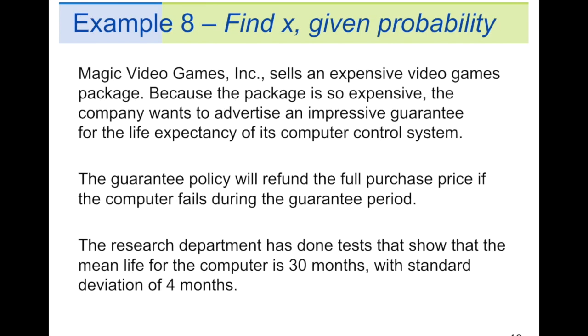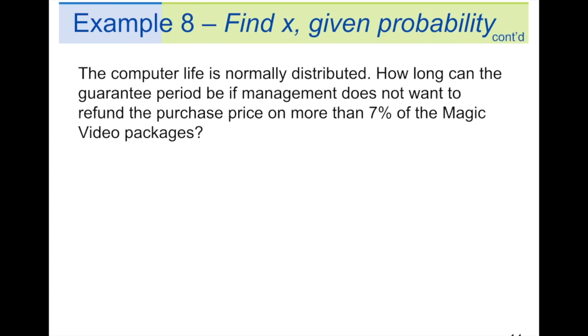Magic Video Games Incorporated sells an expensive video games package. Because the package is so expensive, the company wants to advertise an impressive guarantee for the life expectancy of its computer control system. The guarantee policy will refund the full purchase price if the computer fails during the guarantee period. The research department has done tests that show that the mean life for the computer is 30 months with a standard deviation of 4 months. The computer life is normally distributed.